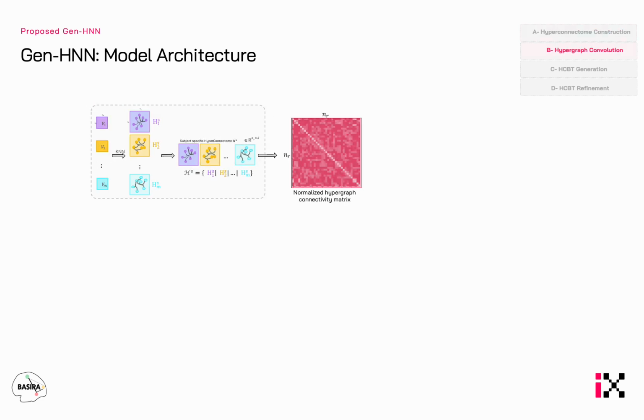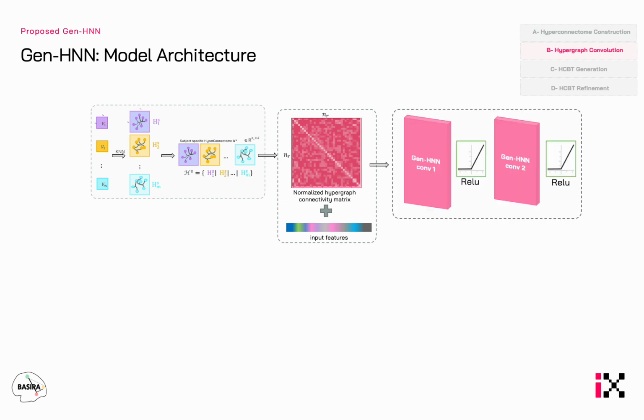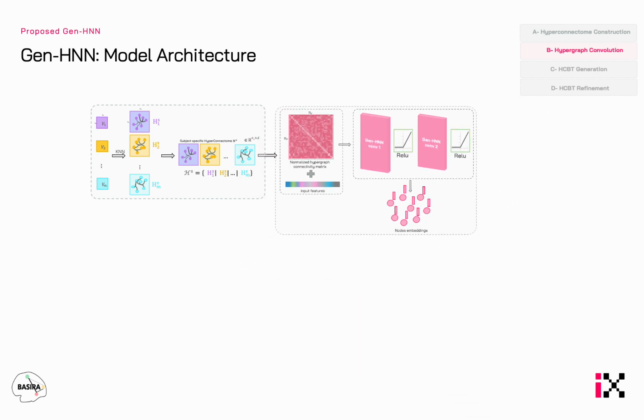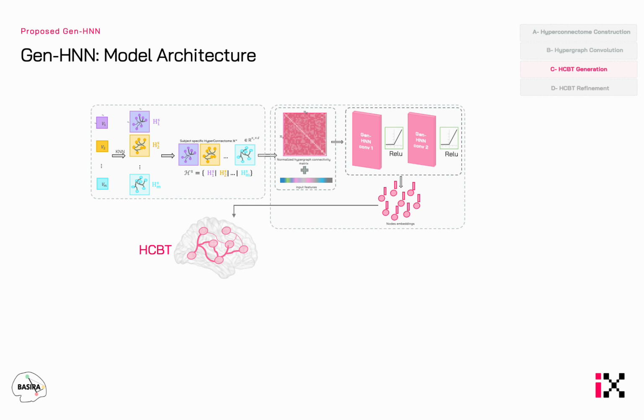This is converted to a normalized hypergraph connectivity matrix that will be fed along with the input features to the hypergraph neural network, which is composed of two convolutional layers separated by a ReLU activation function. And then we get the subject-specific node embeddings that will be used to generate the initial HCBT.